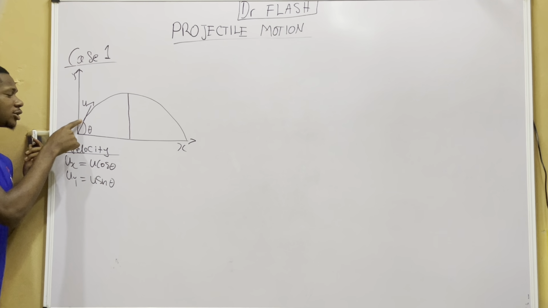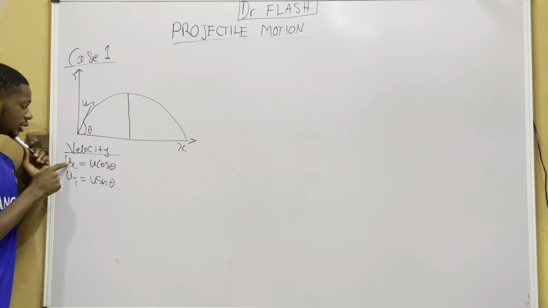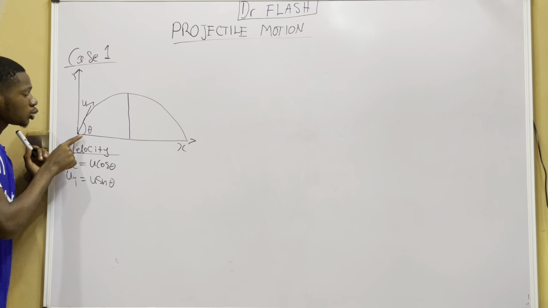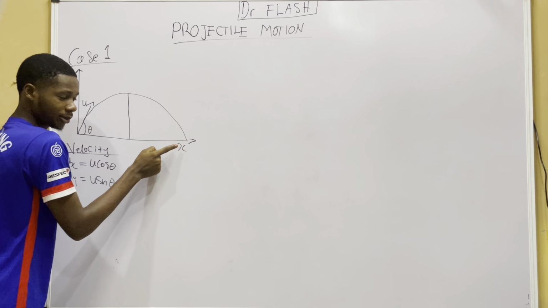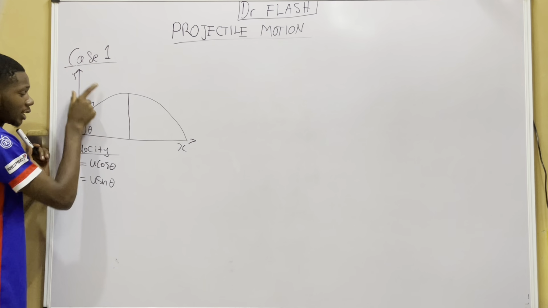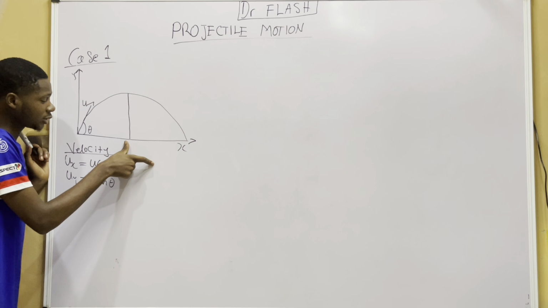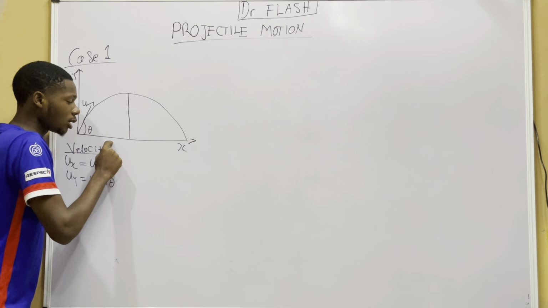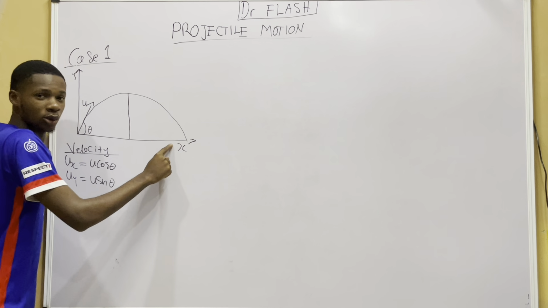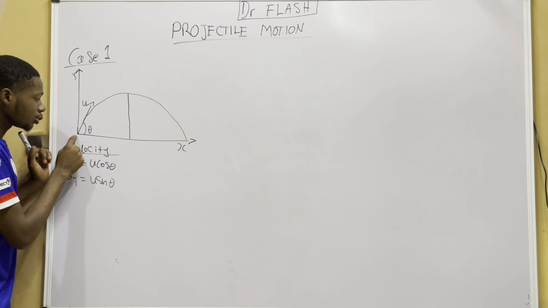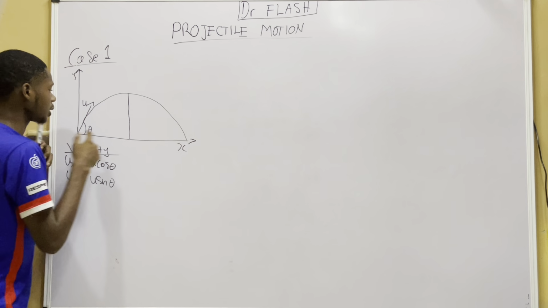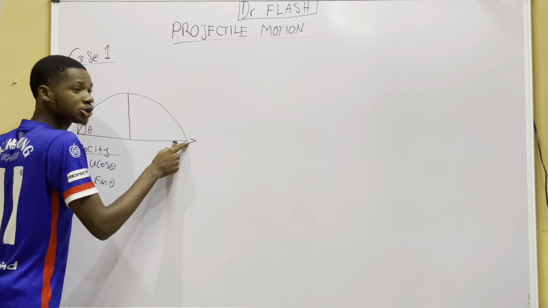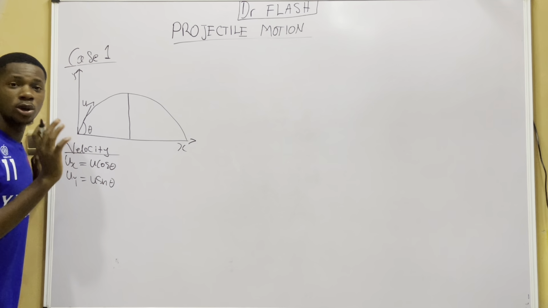Now the velocity, let's talk about x first. The velocity initially is u cosine theta at this point. Take note that ux is going to be constant all throughout. Why? Because a projectile is a combination of a vertical and a horizontal component, and for a body projected horizontally, the velocity acts constantly all throughout the path. So ux is the same at this point, at this point, and at this point. That is, it moves with a uniform or constant velocity.